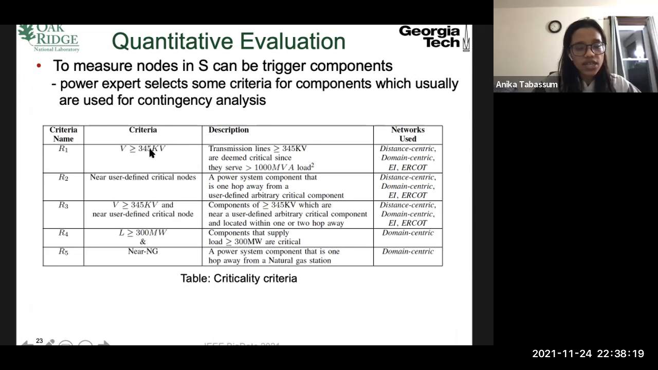One such criticality criterion, let's say criterion R1, is high voltage transmission lines. That is, they need to be greater than or equal to 345 kV. Similarly, another is that the load needs to be greater than 300 megawatts for a power component. And the experts also check whether a particular power component is near user-defined critical nodes, like a military base facility or something.